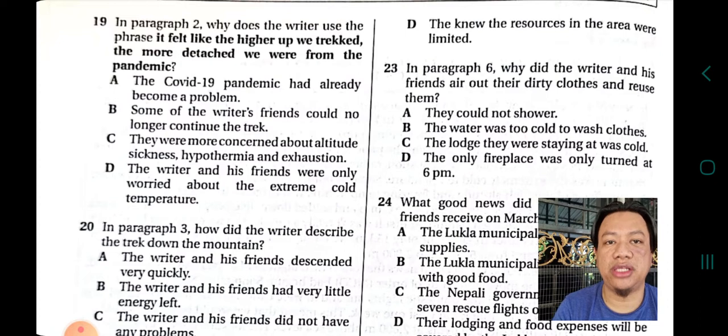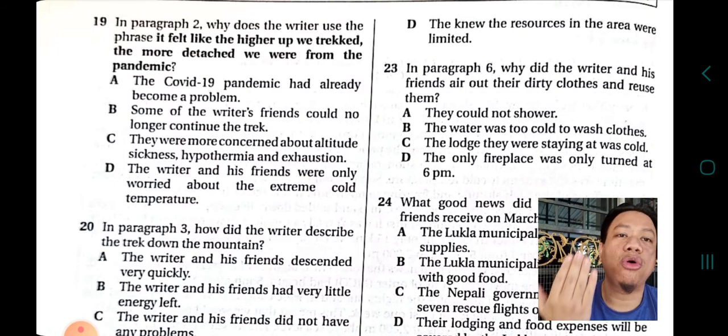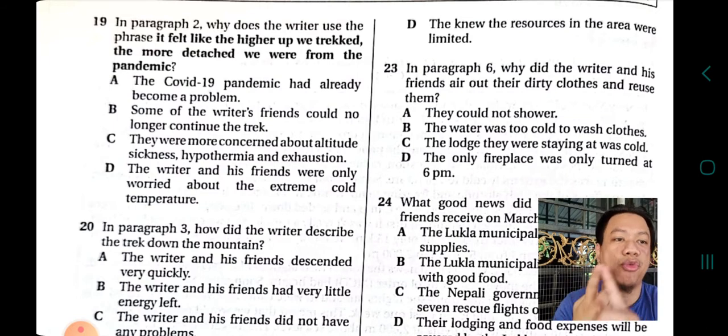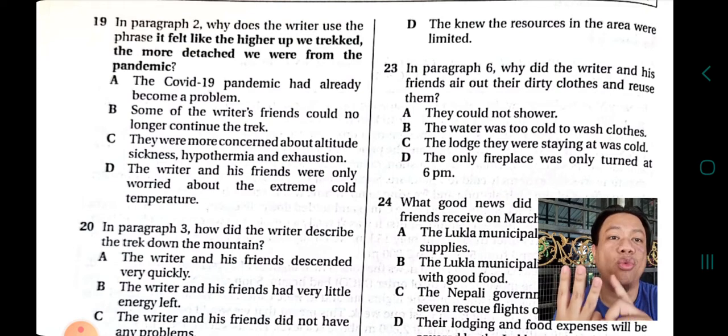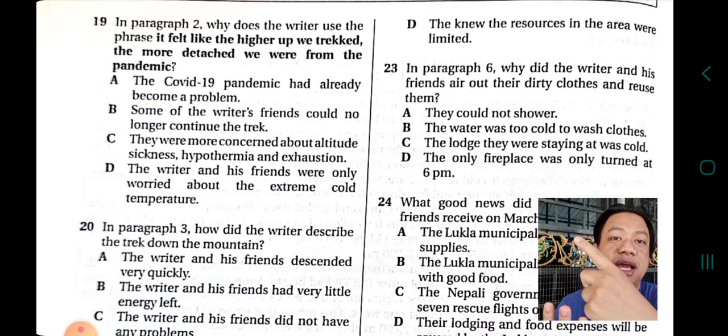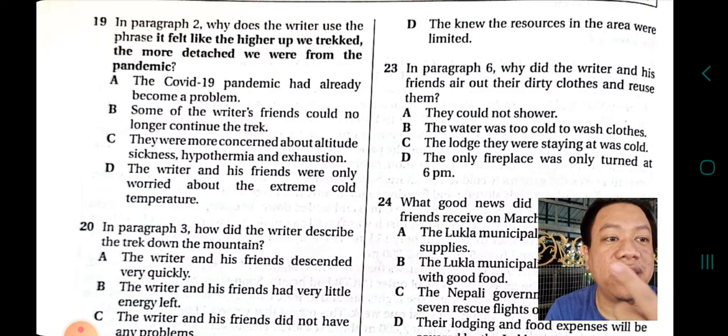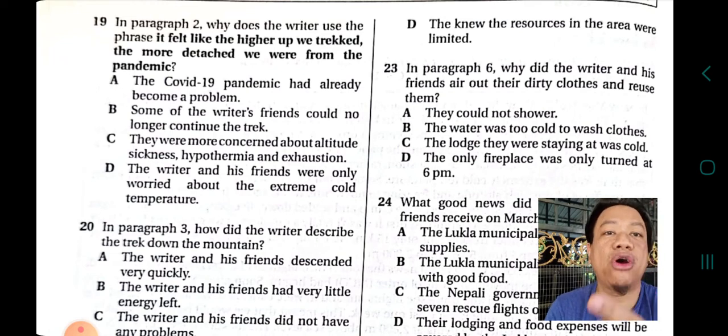Why does the writer use the phrase, it felt like the higher up we track, the more detached we were from the pandemic? Okay. So this is the keyword. So step 1, read the question. Step 2, identify the paragraph. Paragraph 2. Step 3, identify the keyword. So what is the keyword? The keyword is the one highlighted. It felt like the higher up we track, the more detached we were from the pandemic. That is the keyword. So step number 4, you find the keyword from paragraph 2 from the text. And try to understand what it means by that phrase. Okay?